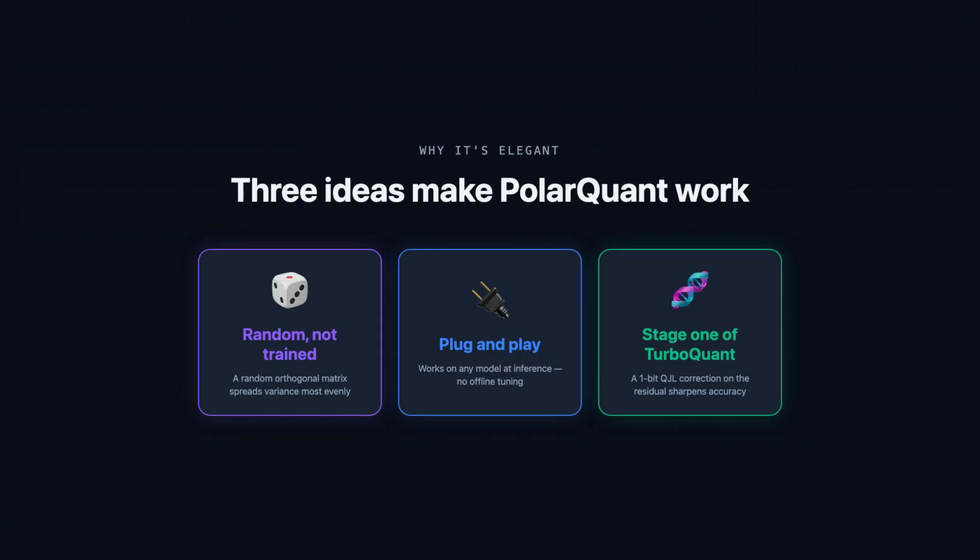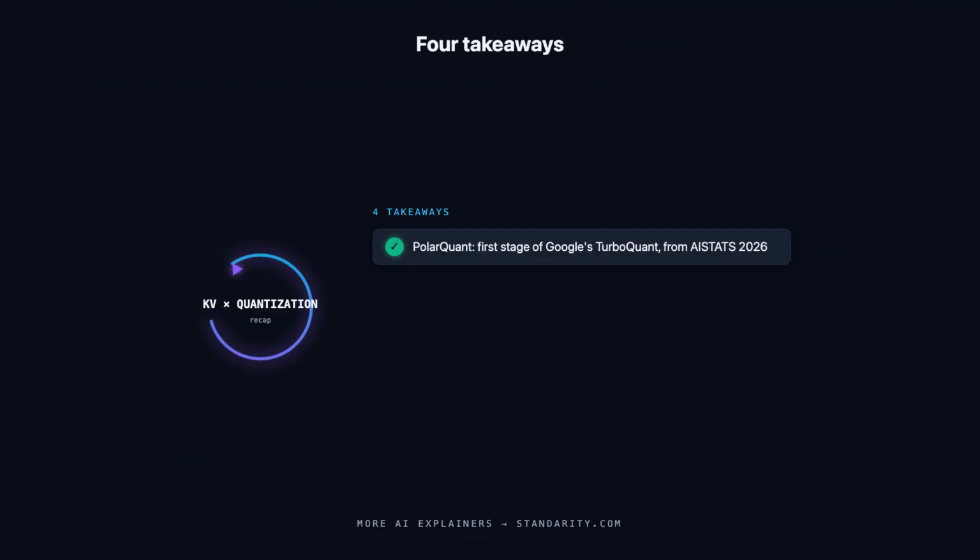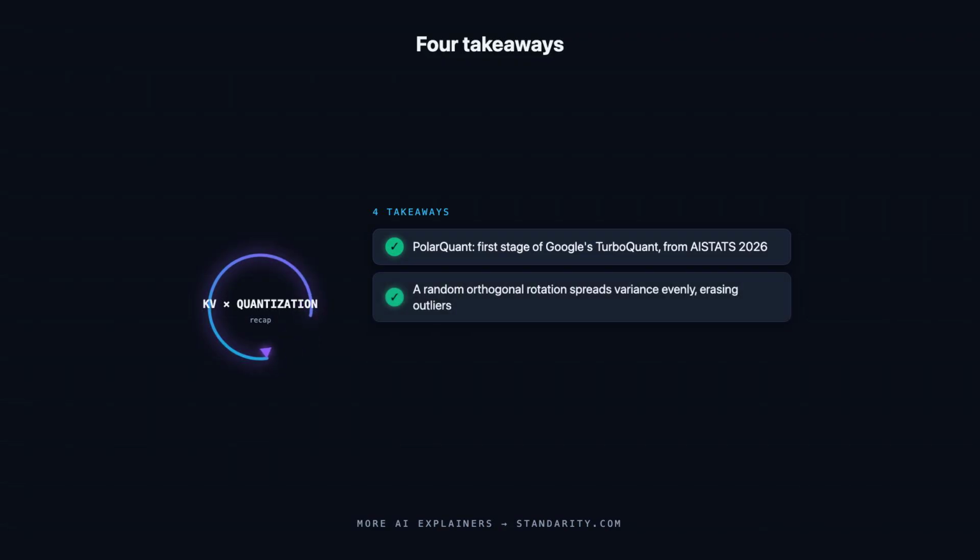All right, let's lock in what matters. PolarQuant is the first stage of Google Research's TurboQuant, accepted at ISTATS 2026, and it compresses the KV cache by rotating vectors before quantizing them. The core trick is a random orthogonal rotation that redistributes variance evenly across all coordinates, making outlier channels disappear, so a simple scalar quantizer works.